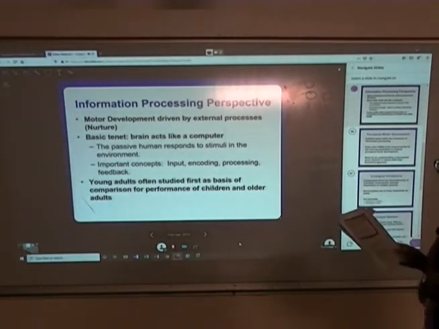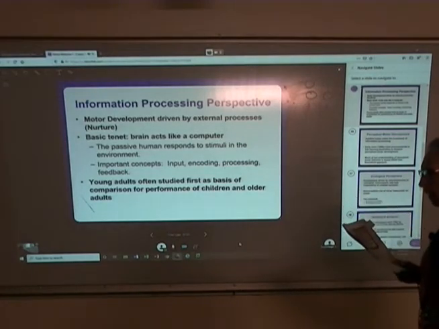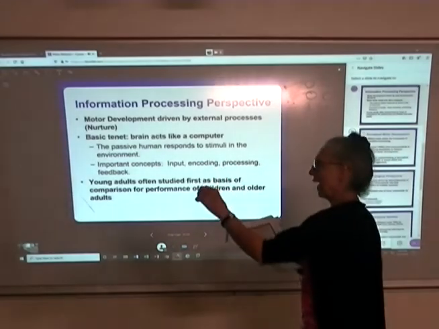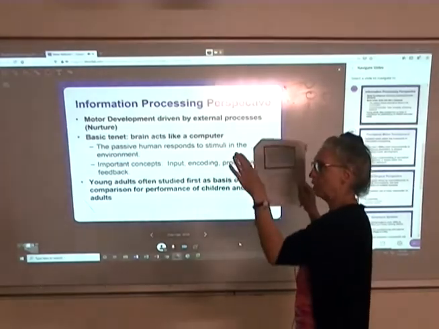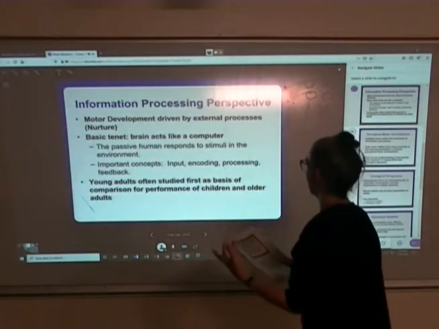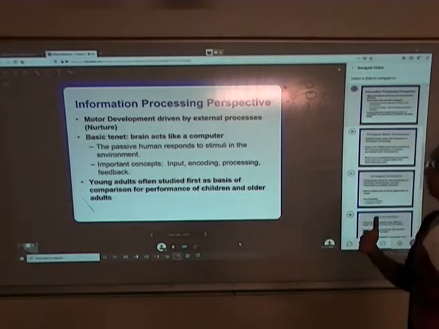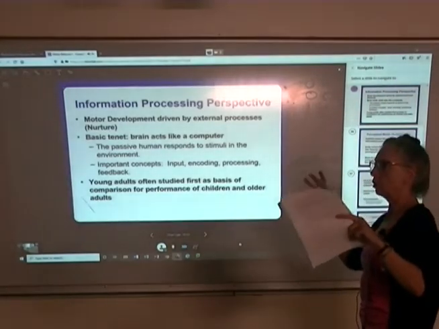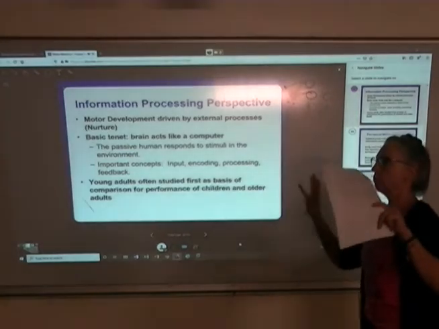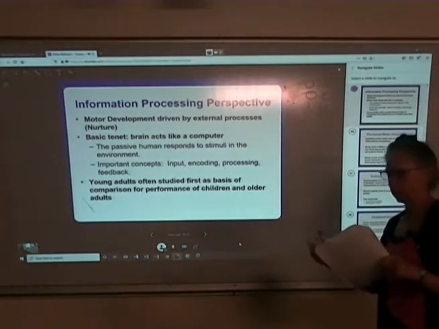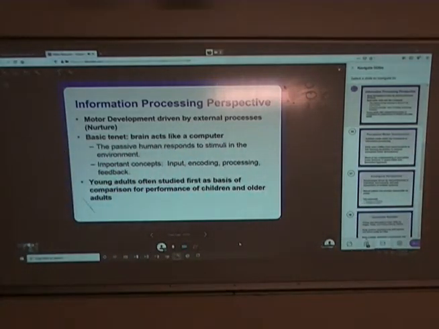So this perspective is the first real time we see a process-oriented approach to looking at motor skills, right? What's happening? Because the people that use information processing as a foundation for their research and their teaching believe that the brain acts like a computer, okay? That the human just responds to stimuli from the environment, from the external, right? And so we have these computer-type terms when we look at IP. We see input, encoding, processing, feedback. Okay?